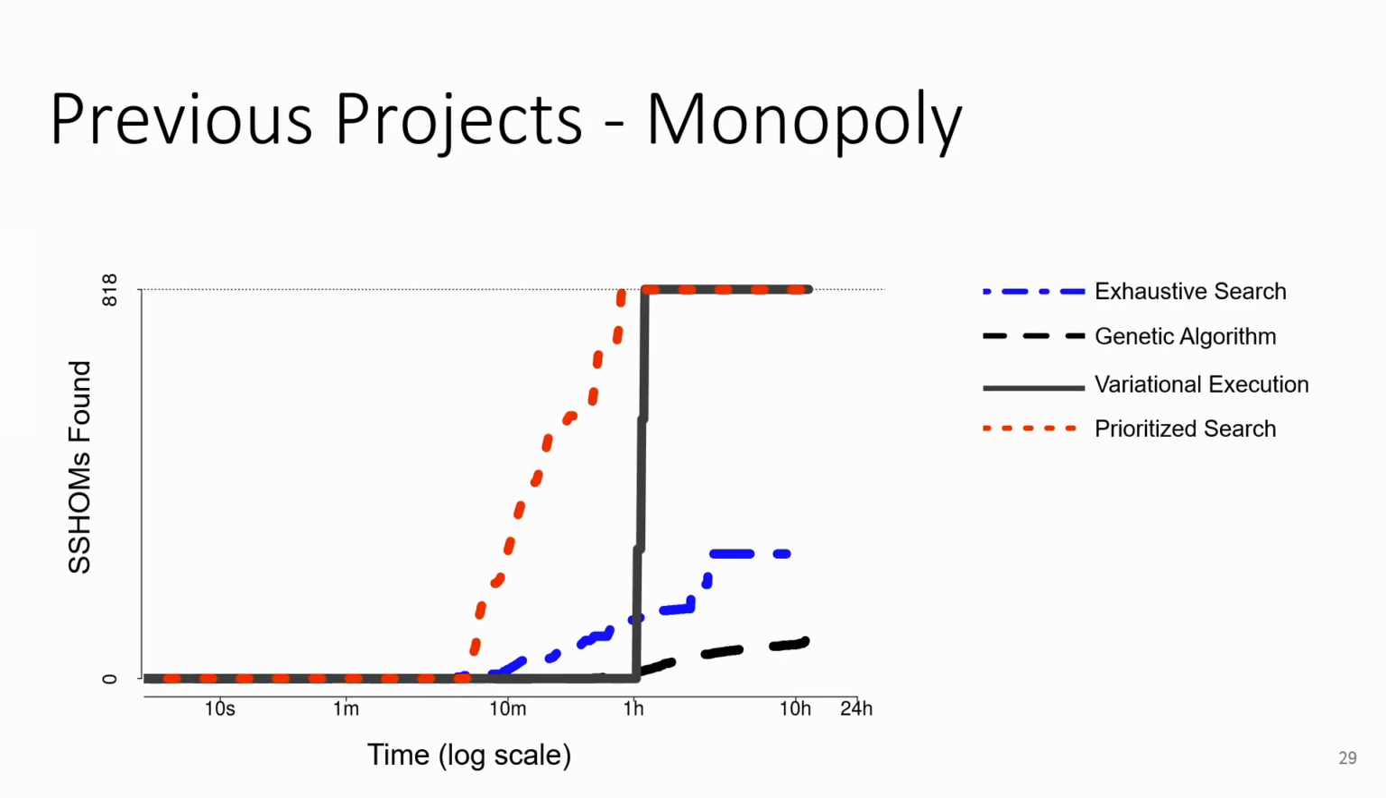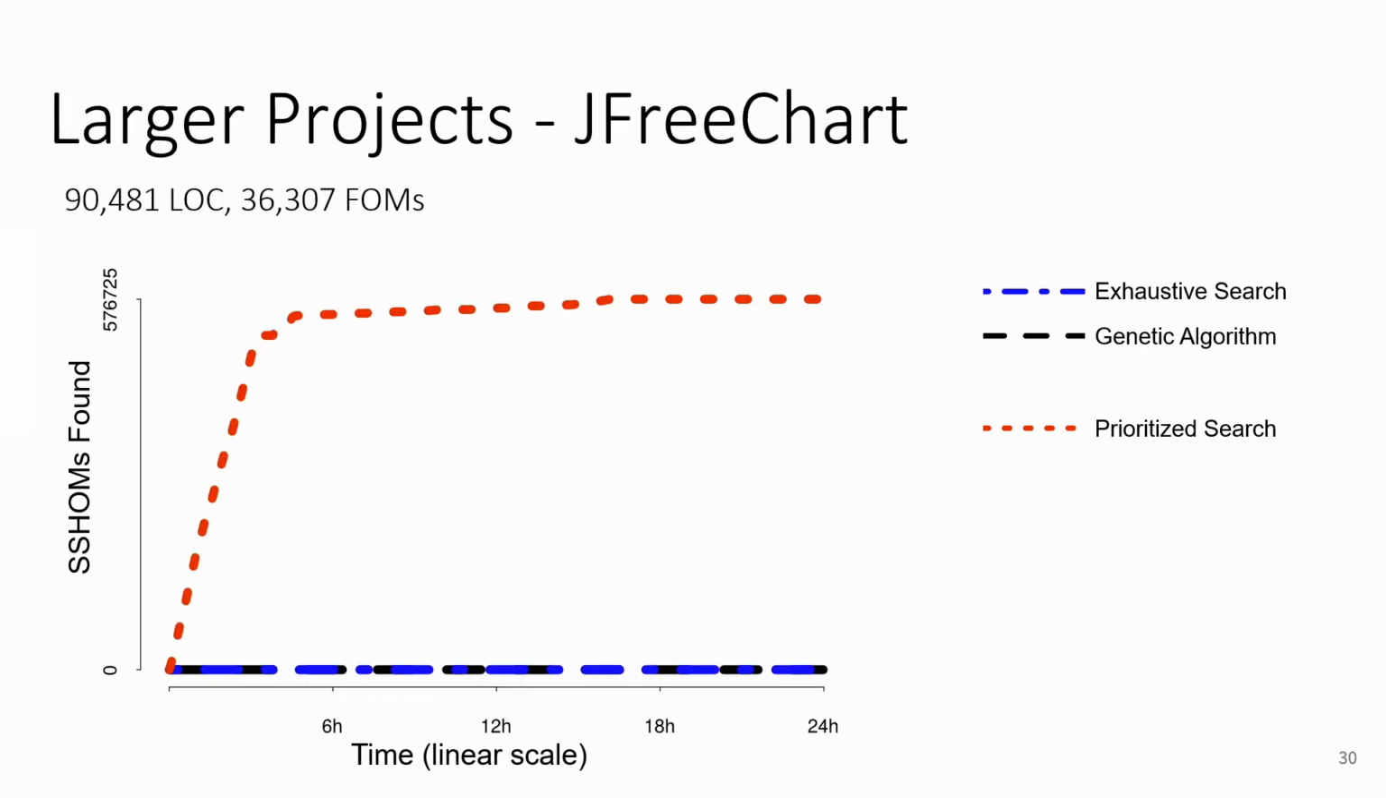We then evaluated our prioritized search against previous searches, including the variational search, exhaustive search, and genetic algorithm. The prioritized search outperformed the exhaustive search and genetic algorithm in most of the projects, and as you can see here, in Monopoly, the prioritized search was even able to outperform the variational execution approach. We also evaluated the prioritized search on projects that were too large for variational execution.